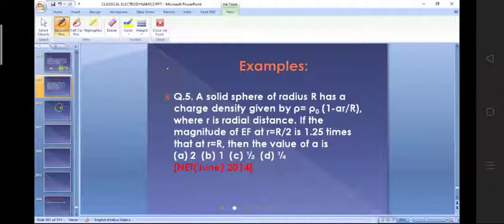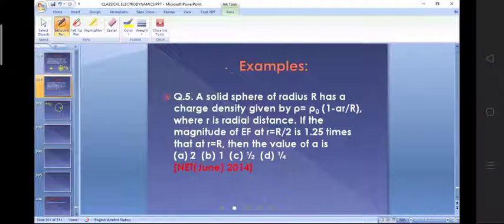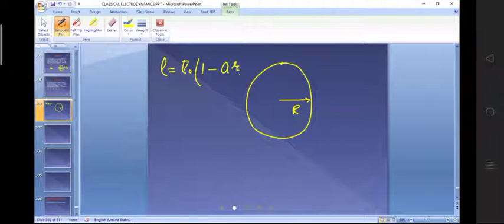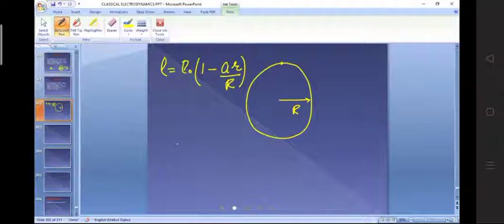Rho is equal to what? That is equal to rho naught into 1 minus a r by capital R. Okay, so a is a constant, small r divided by capital R, where capital R is the radius and small r is the radial distance. This is given to you, a variable charge density, but small r is the radial distance. If the magnitude of electric field at small r equal to R by 2, so what is given to you is this, that the electrostatic field at a distance of small r equal to R by 2, at the halfway.